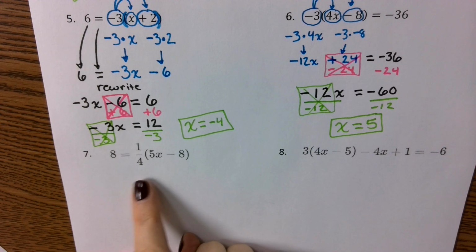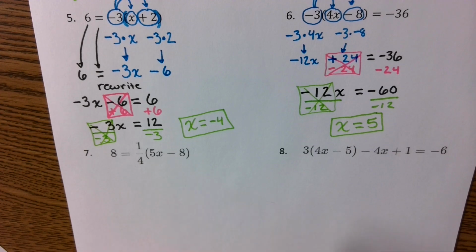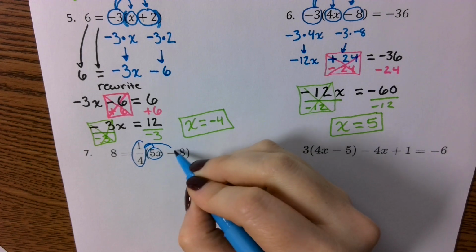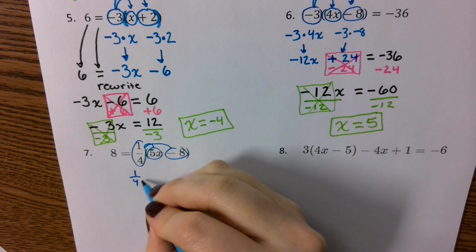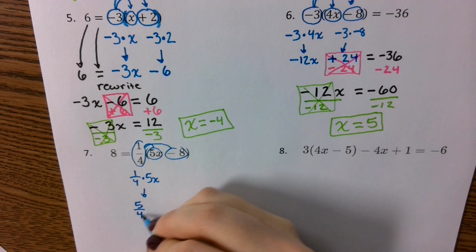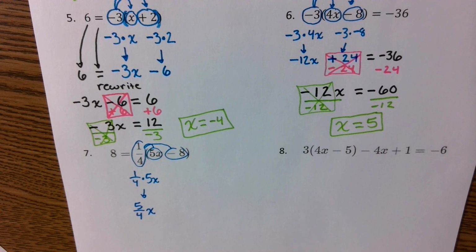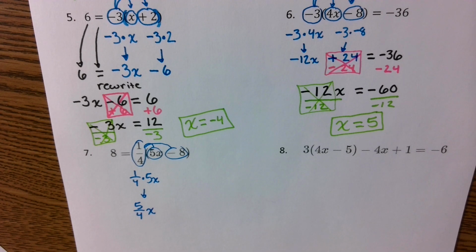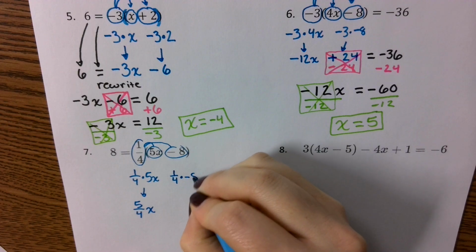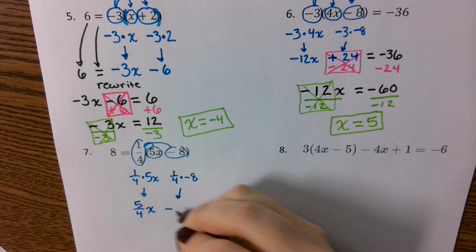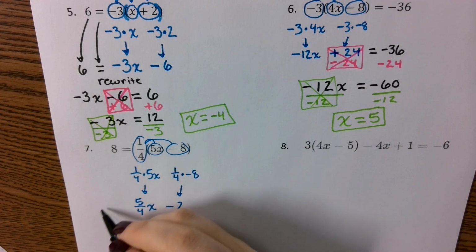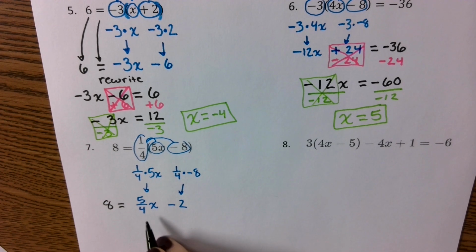Okay, problem number 7. Do we have distributive property? Yes. We can distribute this 1/4 times 5x and times the negative 8. So 1/4 times 5x is going to give us 5 over 4x. It is perfectly fine to have an improper fraction. We're also going to do 1/4 times negative 8, and that's going to give us a negative 2. So we now have 8 is equal to 5/4 x minus 2.